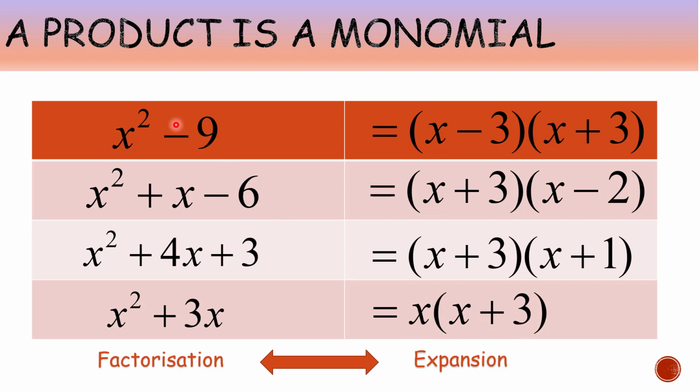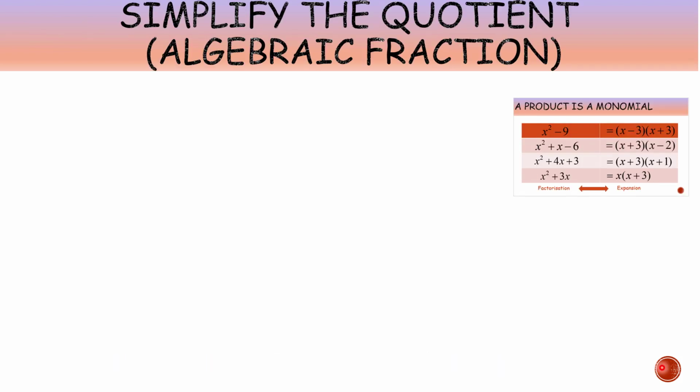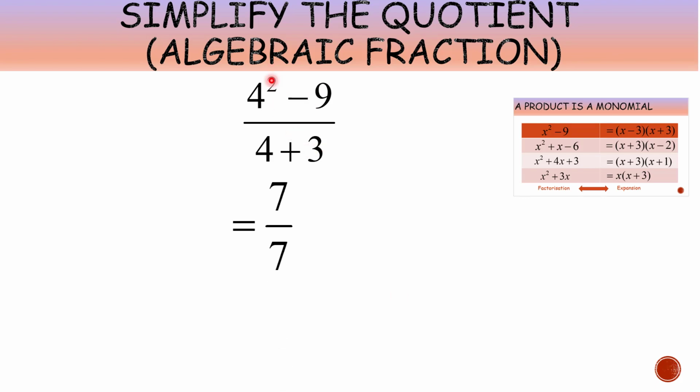Now, to change from a polynomial to a product, we are factorizing. To change from a monomial or a product back, we say we expand or we use distribution. Let's use this information to simplify our lives. So 4 squared minus 9 divided by 4 plus 3. Now don't be tempted to try to cancel the 3 and the 9 because we are busy with polynomials. So we first have to simplify. What is 4 squared? 16, and 16 minus 9 is 7. 4 plus 3 is 7, and we know 7 divided by 7 is 1.